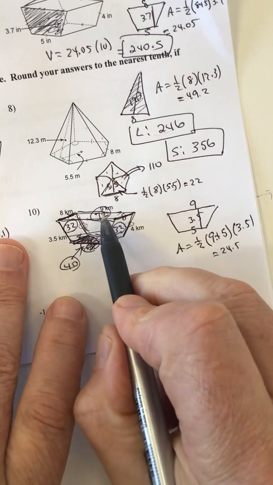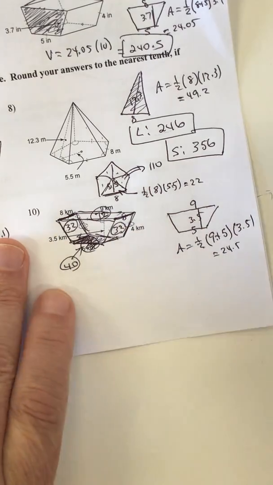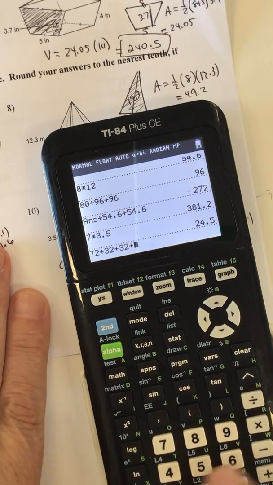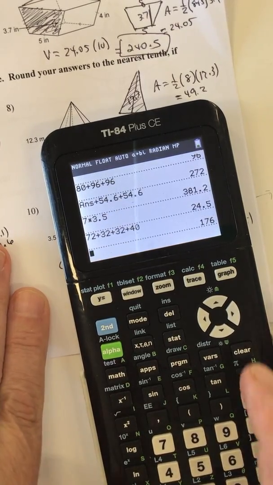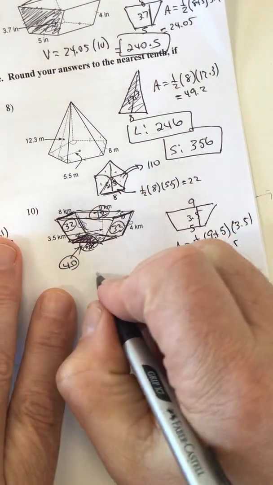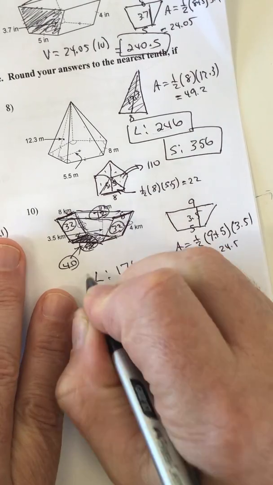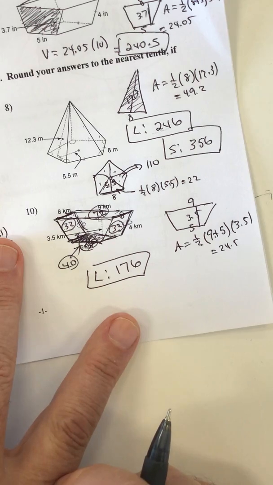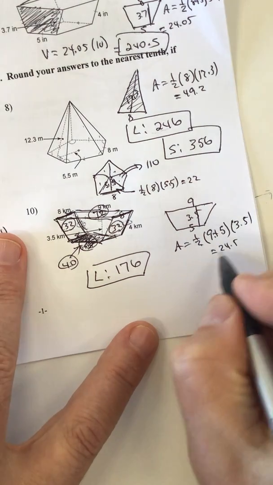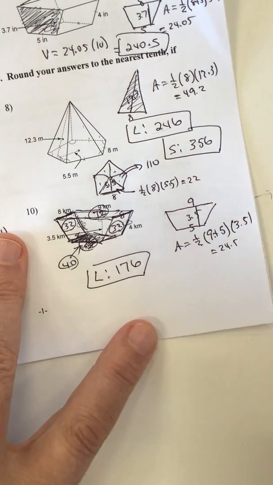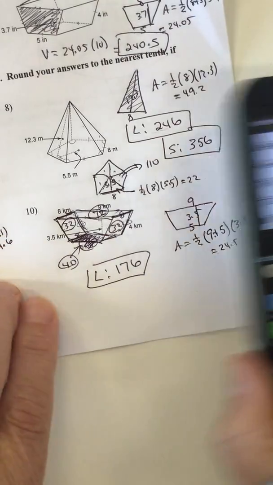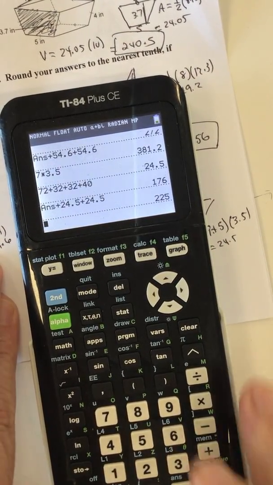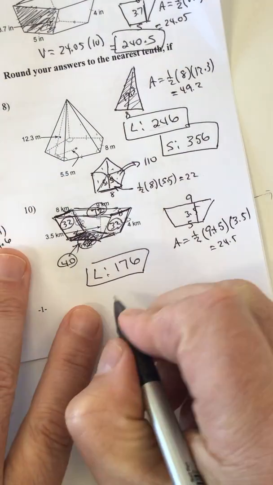So the lateral is 72, 32, 32, and 40. That's 176. And now I need to add in the extra. So now the lids, the trapezoid lid is another 24.5 and another 24.5. So 225 total.